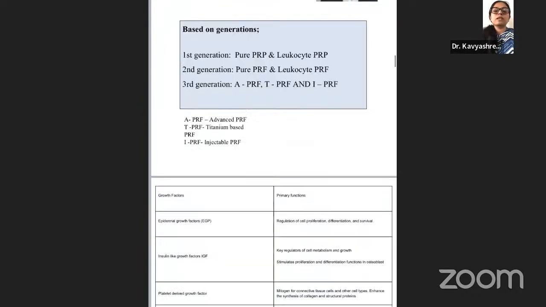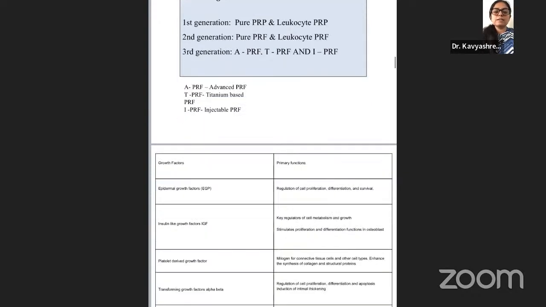Coming to the next classification, based on the generation, it was classified into first, second, and third generation. First generation was pure PRP and leukocyte PRP. Second generation was pure PRF and leukocyte PRF. And third generation was the advancements, that is A-PRF, that is advanced PRF, T-PRF, that is titanium-based PRF, and I-PRF, that is injectable PRF. I will be explaining the PRP and PRF in detail later.